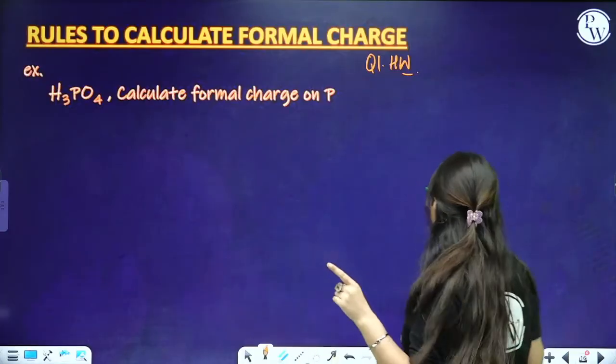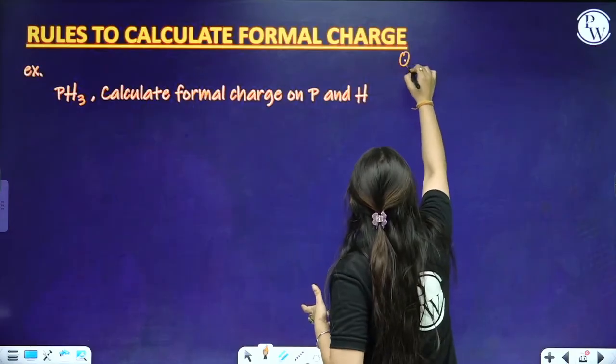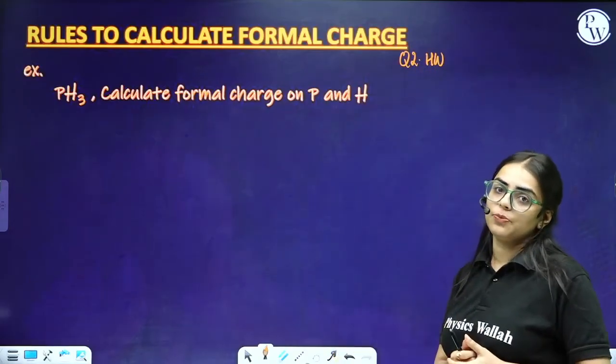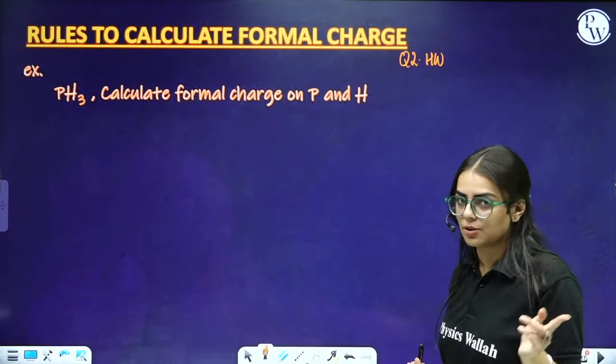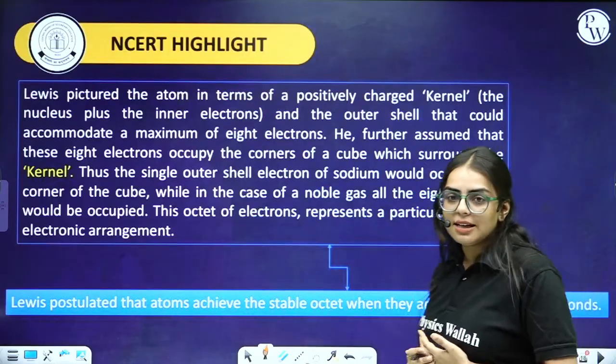So this is the first homework question for today's segment that we are going to discuss in the next class also. The second homework question for today's class is to calculate formal charge on PH3. In the case of PH3, calculate on all the atoms, phosphorus and hydrogen. Clear? Yes. Now let us read the NCERT highlights, students.